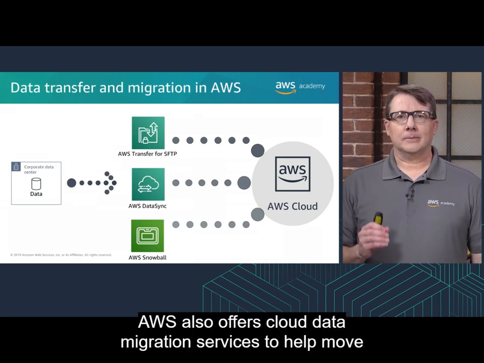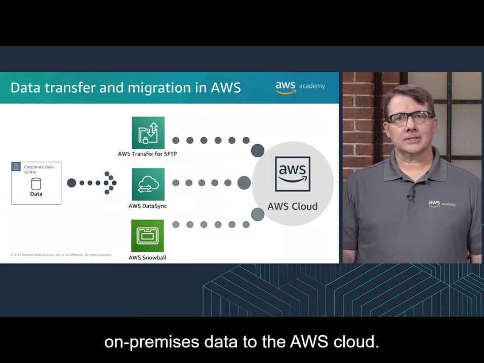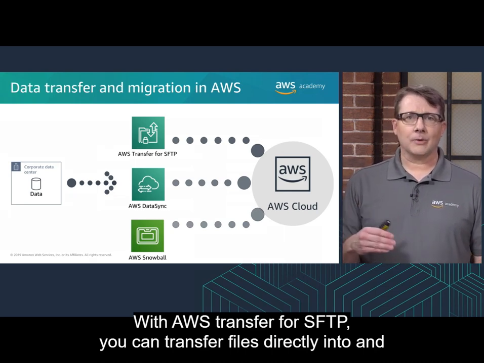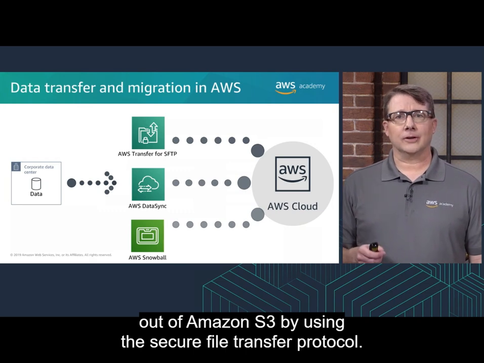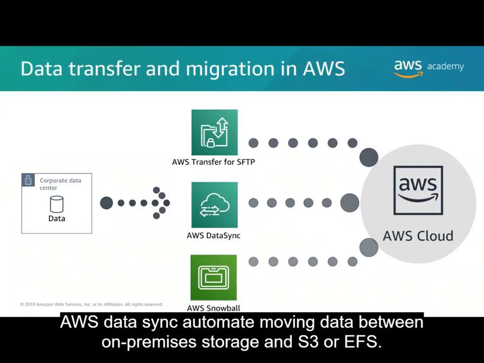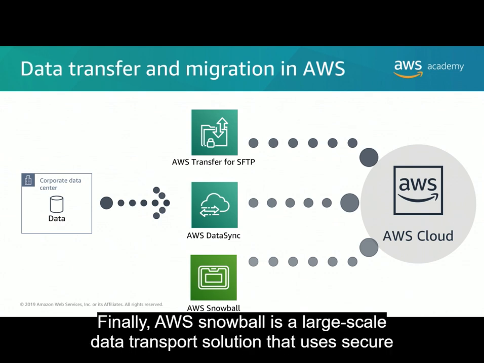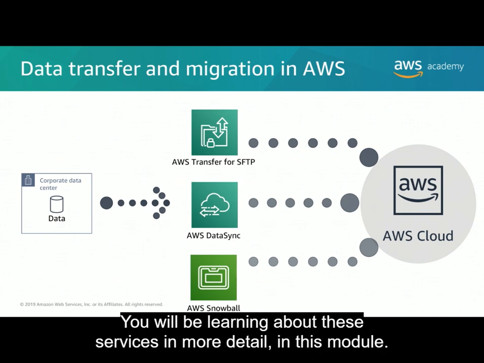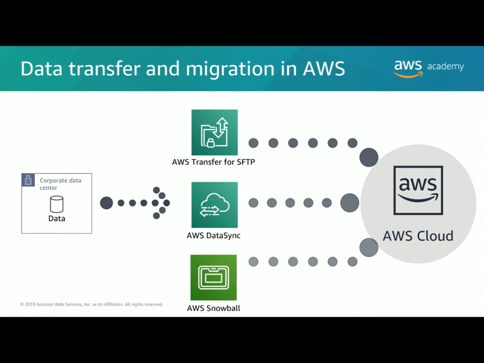AWS also offers cloud data migration services to help move on-premises data to the AWS cloud. With AWS Transfer for SFTP, you can transfer files directly into and out of Amazon S3 by using the Secure File Transfer Protocol. AWS Data Sync automates moving data between on-premises storage and S3 or EFS. Finally, AWS Snowball is a large-scale data transport solution that uses secure physical devices to transfer large amounts of data into and out of the AWS cloud. You will be learning about these services in more detail in this module.